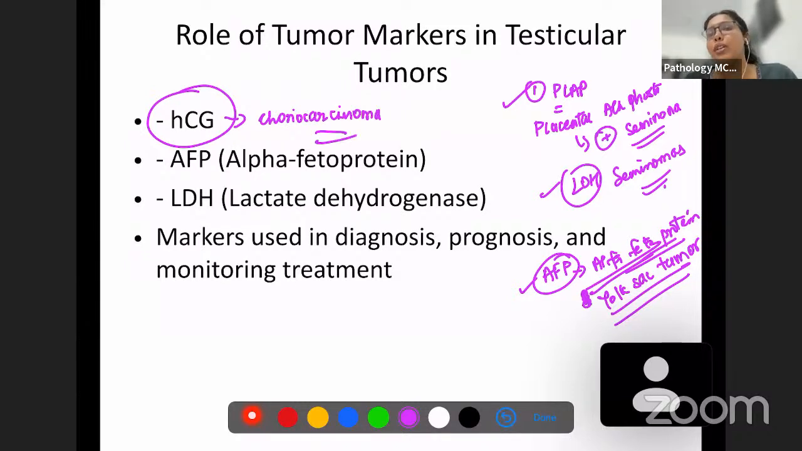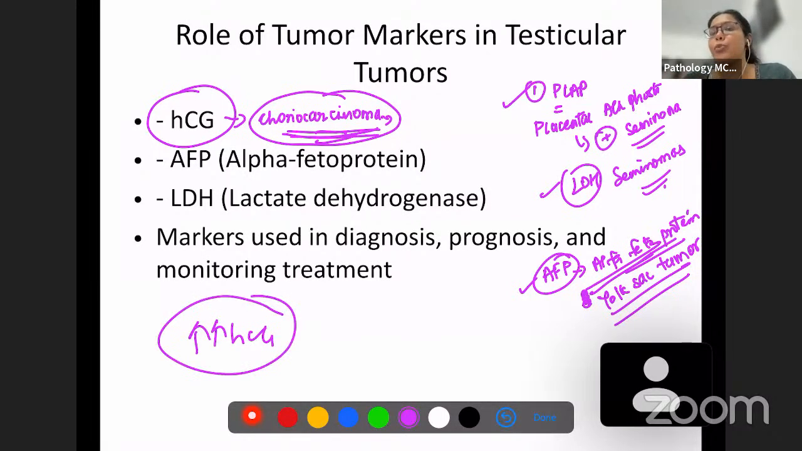HCG we know is a marker of pregnancy. So choriocarcinoma is a carcinoma which has cells like syncytiotrophoblasts and cytotrophoblasts. So these are the cells which proliferate during pregnancy. So this choriocarcinoma is going to produce HCG, and hence increased levels of HCG in serum will be seen in choriocarcinoma. So these are the few tumor markers which you have to remember.